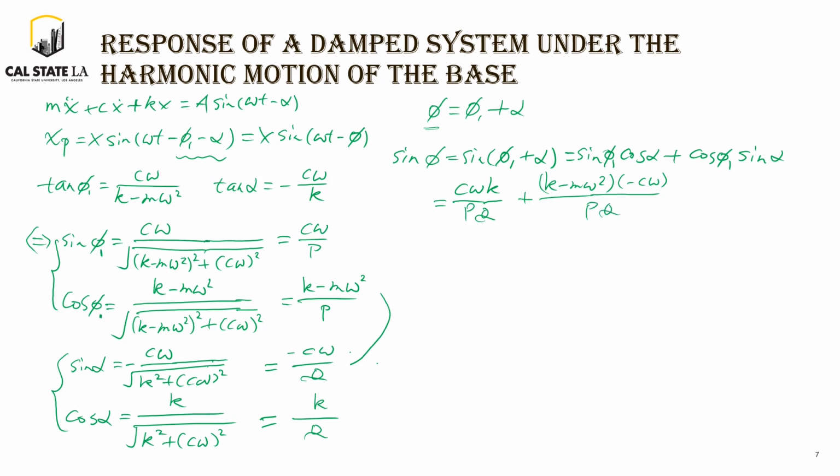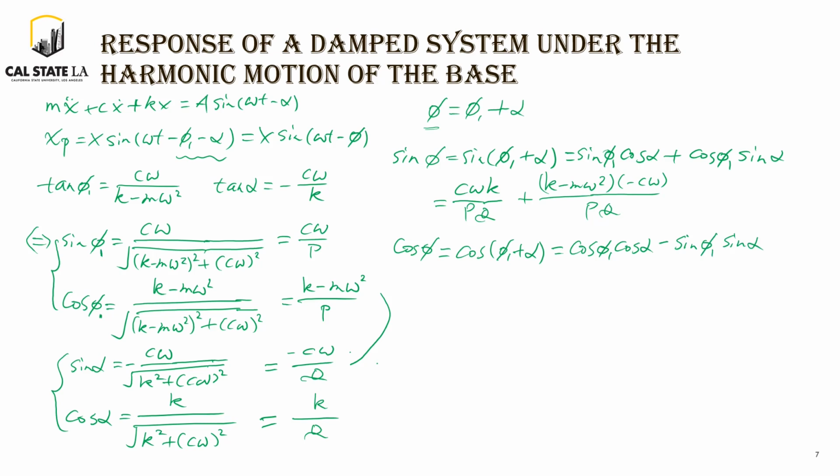So this is a sine phi and a cosine phi, that is equal to cosine of phi 1 plus alpha. That will be equal to cosine phi 1 cosine alpha minus sine phi 1 sine alpha.